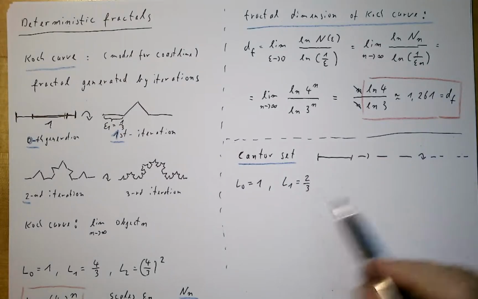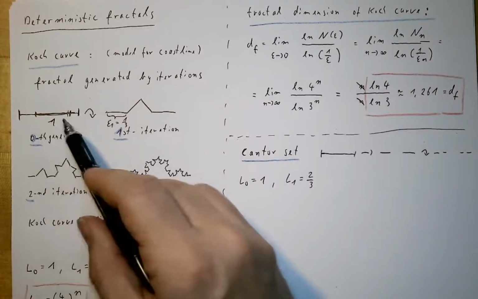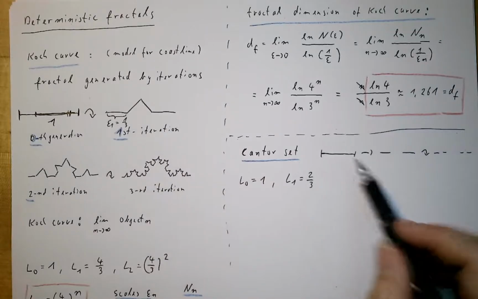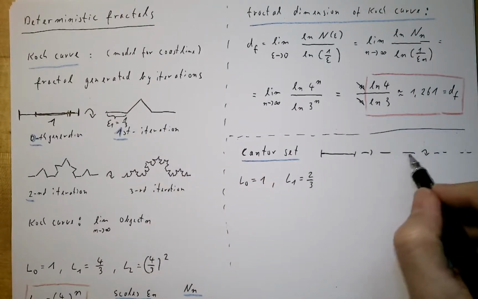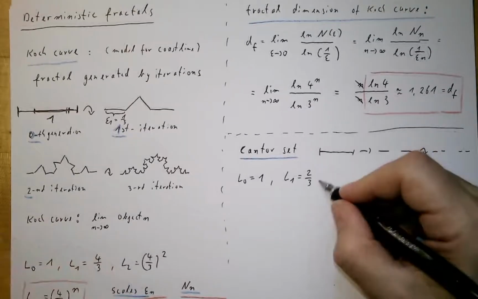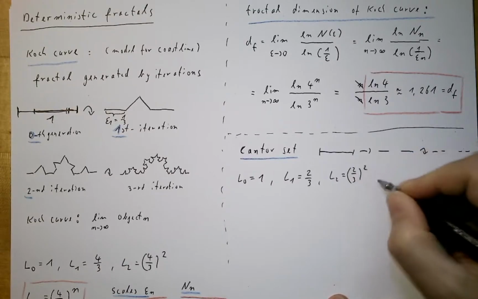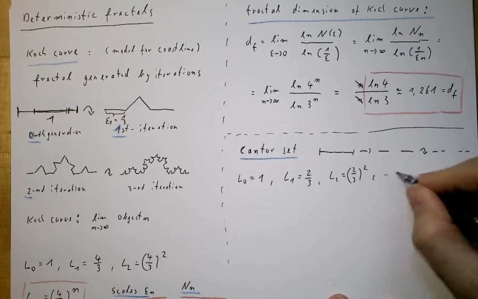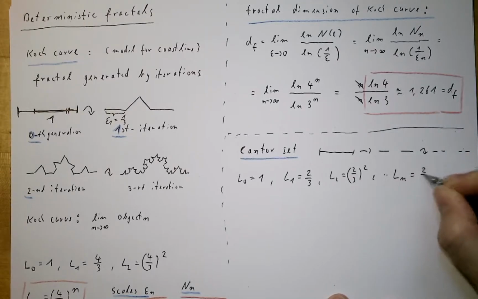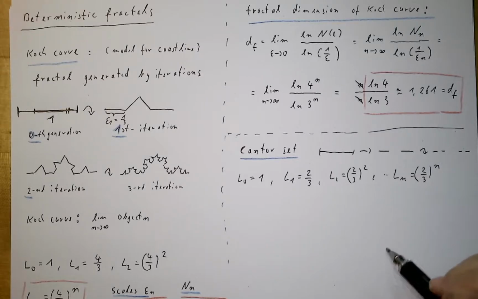Right, so in comparison to the Koch curve, which had a length of 4/3, so the length was increased. In the Cantor set, we keep only 2 parts of this divided object, so the length is reduced to 2/3. And then L2 is 2/3 to the power 2. And then we see that Ln goes to 2/3 to the power n. So you see here the length of the Cantor set goes to 0 if we iterate this to infinitum.